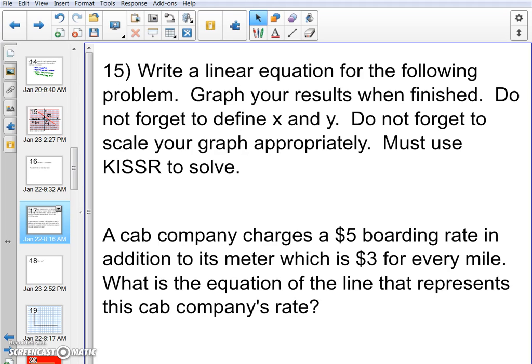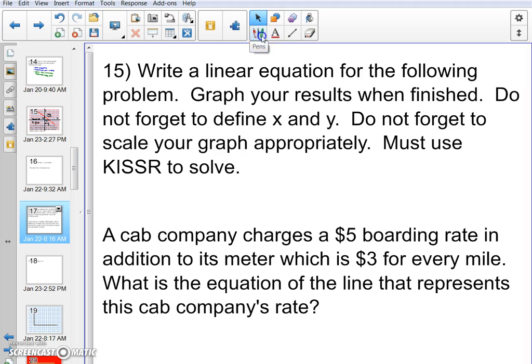Now this is probably the fourth or fifth test that I've asked you to solve a problem using Kissor, and previous times some of you have failed completely because you didn't use Kissor. So please use Kissor. Here's the prompt. It says if a cab company charges a $5 boarding rate in addition to its meter, which is $3 for every mile, what is the equation of the line that represents this cab company's rate?